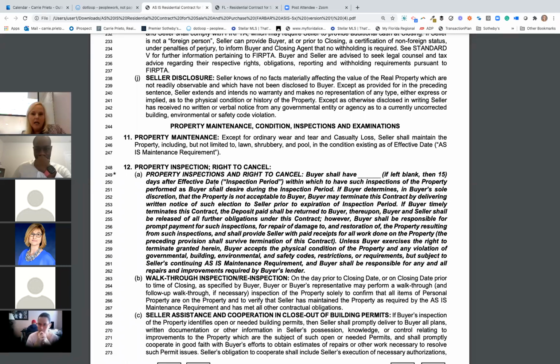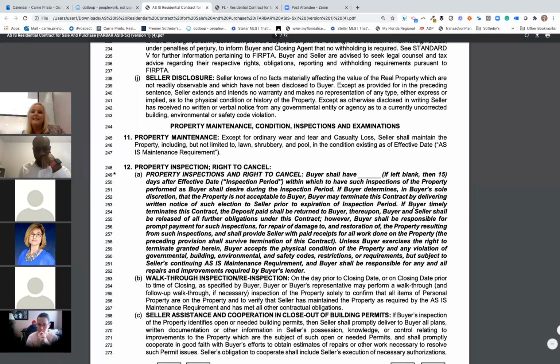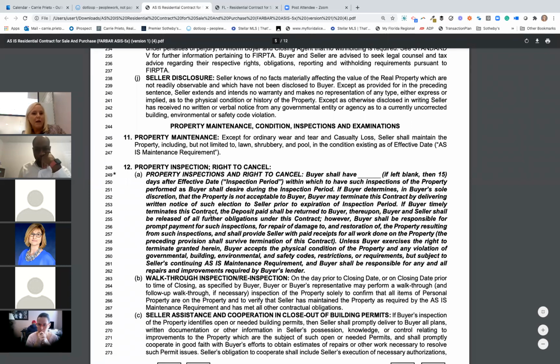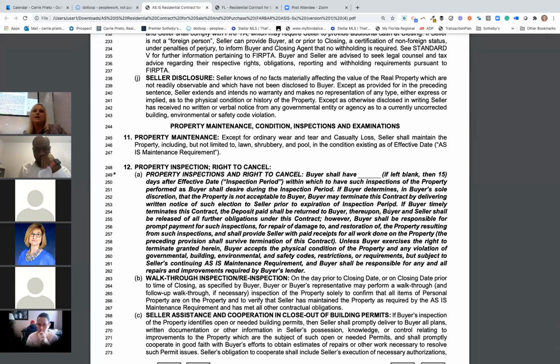No. Right? Okay. If the buyer, here's the language, determines in the buyer's sole discretion, this is right out of the vacant land contract, guys, in the buyer's sole discretion that the property is not acceptable to the buyer, may terminate this contract by delivering written notice of such election prior to the expiration of the inspection period. Does it say they have to have it inspected by an inspector?